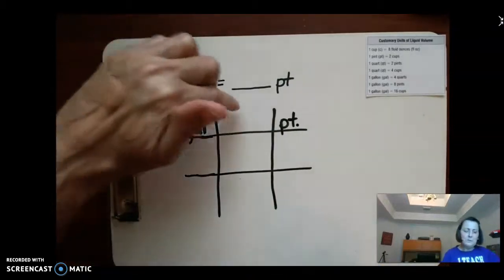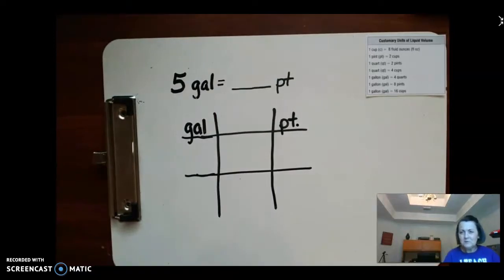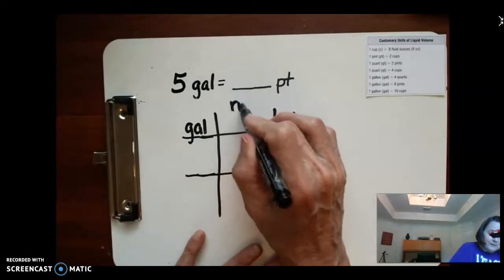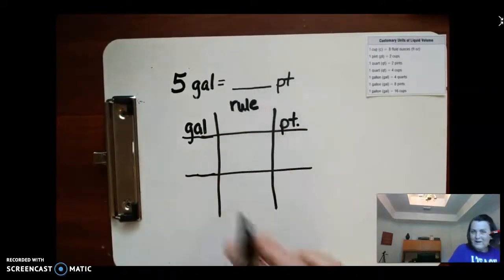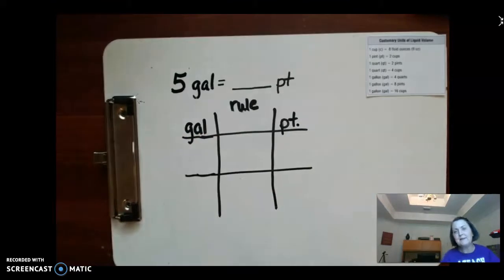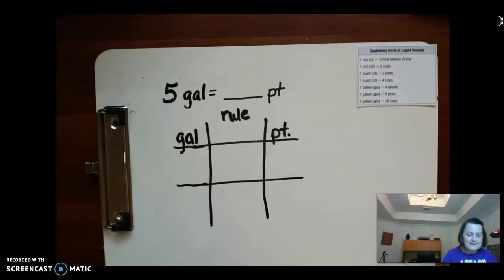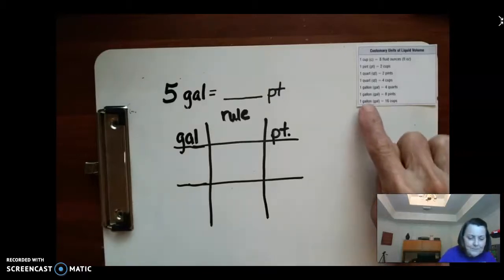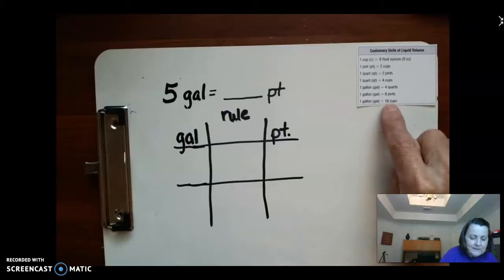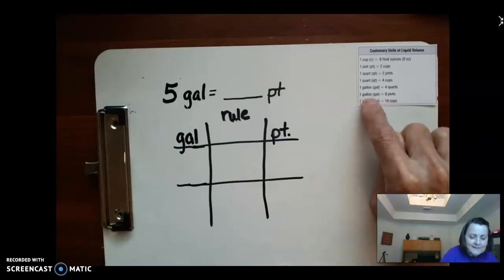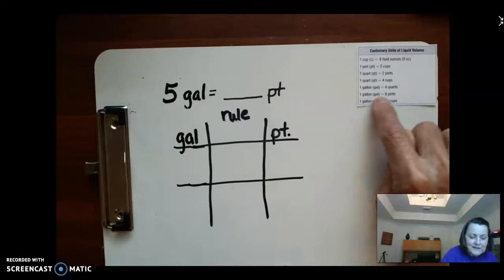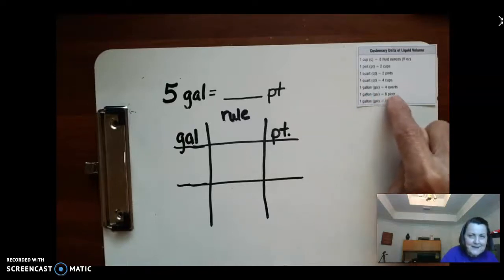Do you remember what we put in the middle? That's called the rule. Okay, so I'm going to just label that rule, and then when I find the rule, we can plug that in, okay? All right. Now, let's look at our sheet here, and we're going to look for gallons and pints. And I know it's hard for you to see, but I see 1 gallon, that's cups, 1 gallon, pints. All right, there's the magic right there. 1 gallon equals 8 pints.